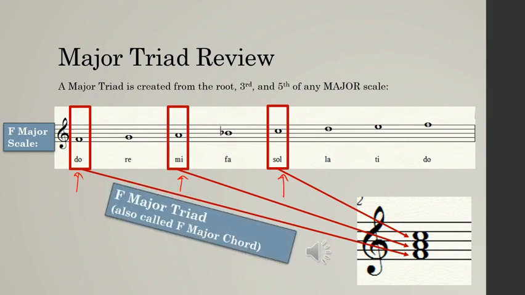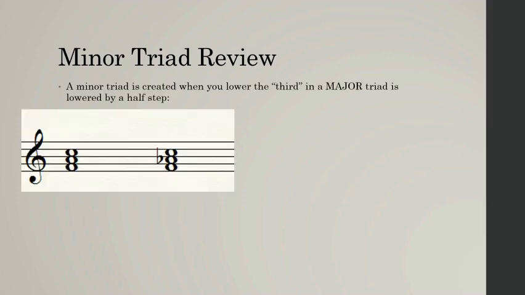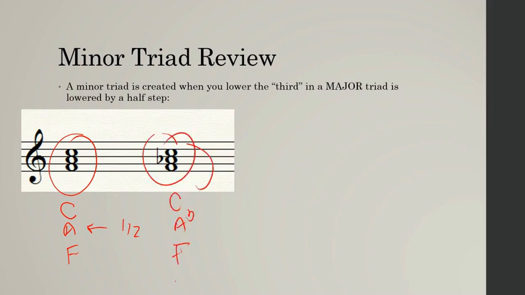Now recall, if you want to make that minor, you lower the third of that major triad. So from the last slide, there's the F, A, and C. I'm going to take the third, remember, and lower it by a half step, and it becomes F, A flat, and C, exactly what's here, and that is minor, lowercase m versus uppercase M. Okay, so that's just a reminder about major and minor.